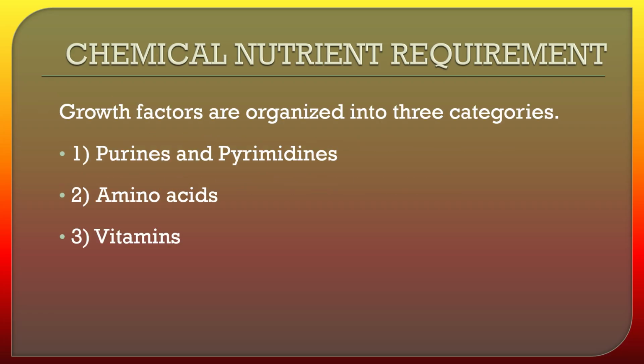The growth factors are organized into three categories. One is purines and pyrimidines, which are required for the synthesis of nucleic acids like DNA and RNA. The next one is amino acids, which are required for the synthesis of proteins. And the third one is vitamins, which are needed as coenzymes and functional groups of certain enzymes.